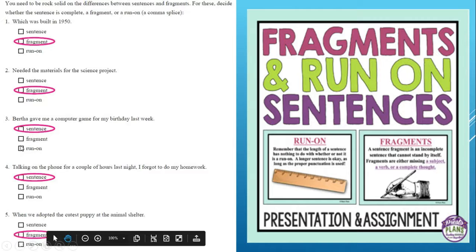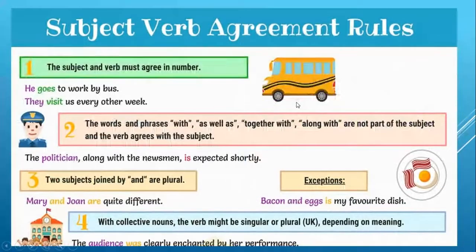Bertha gave me a computer game for my birthday last week. Well, Bertha, noun, gave, verb, you're fine. Talking on the phone for a couple of hours last night. That's introductory material, comma, I forgot to do my homework, complete sentence. So that's what I want you to do. I want you to make sure that you have complete sentences, okay? And again, spell check and grammar is my buddy.